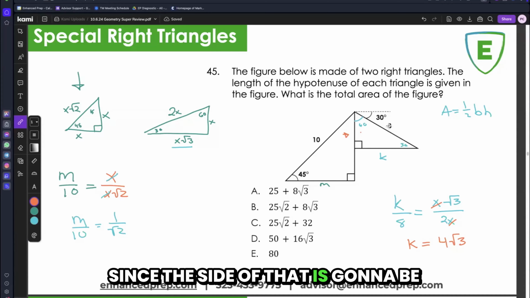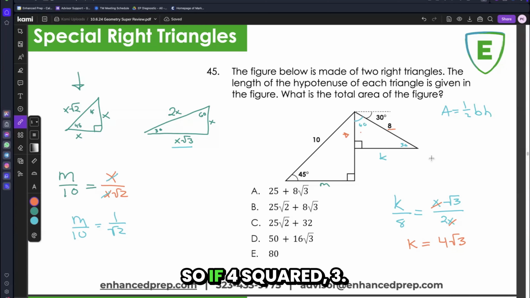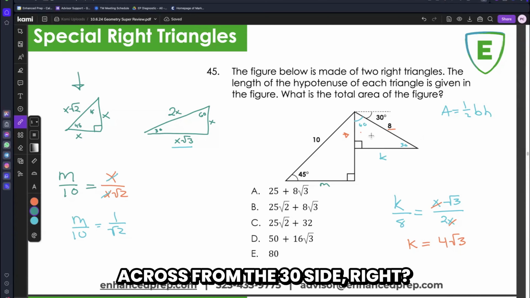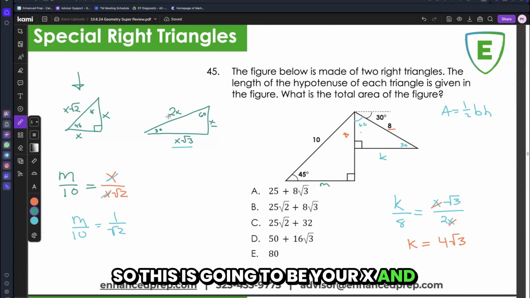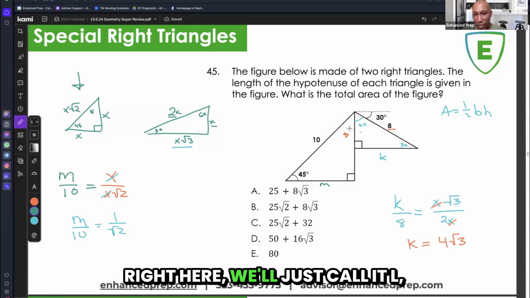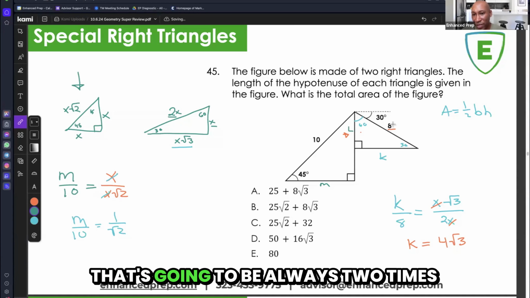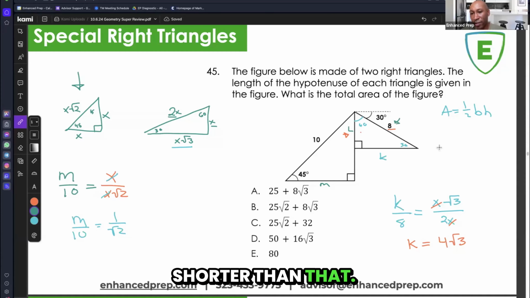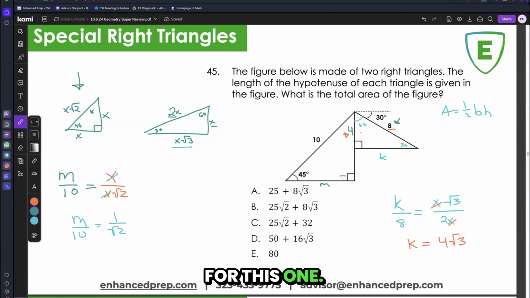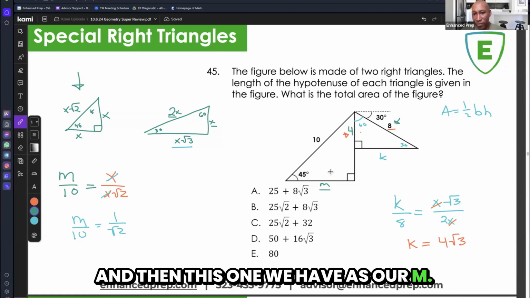Since the side of that is going to be 4 square root 3 plus 8... Well, this is the easiest one because this one is across from the 30 side, right? So this is going to be your x and your 2x. We always know that this side right here, we'll just call it L, is always going to be 2 times shorter than that. So that's just going to be 4. Okay, so we know that this is going to be 4 for this one. And then this one we have as our M.